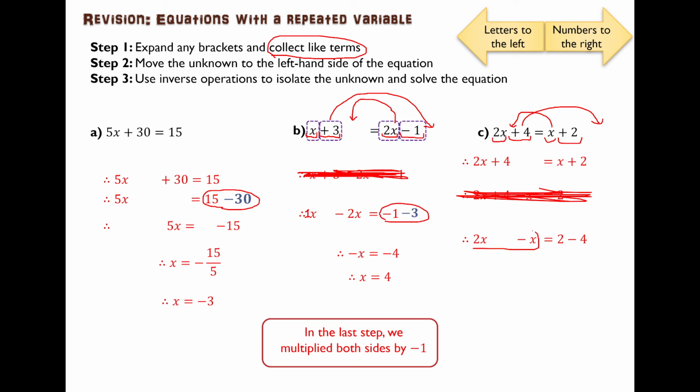Now I can simplify this. 2 lots of x take 1 lot of x. Remember, if there's no number before it, you can treat it as 1 lot of x. 2 lots of x take 1 lot of x is 1 lot of x. 2 take 4 is negative 2. So my answer is 1x equals negative 2. We can simplify 1 lot of x even further. 1 times x is the same as x. So therefore x equals negative 2.